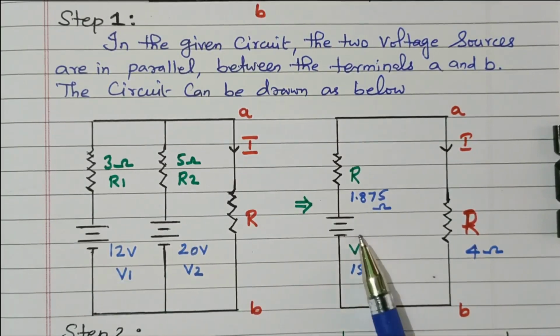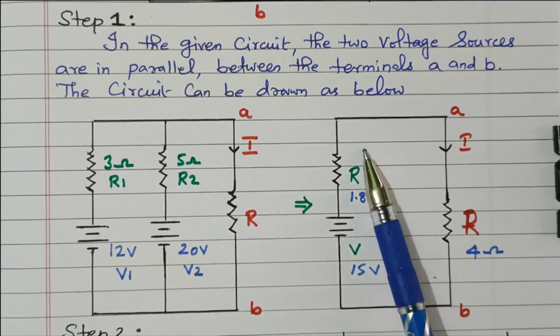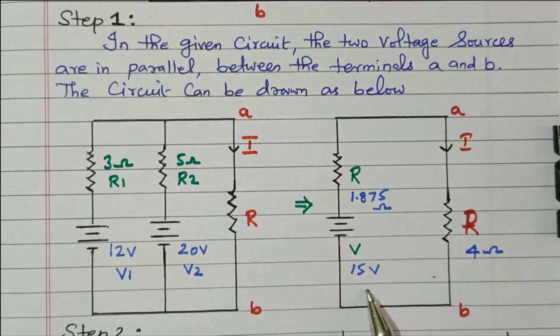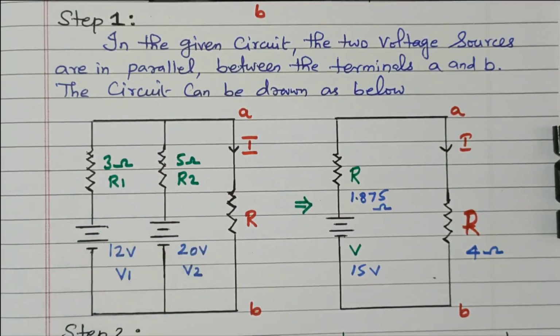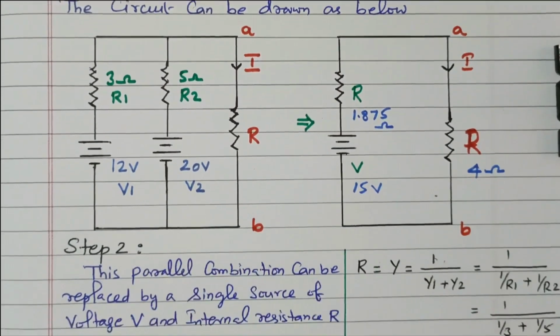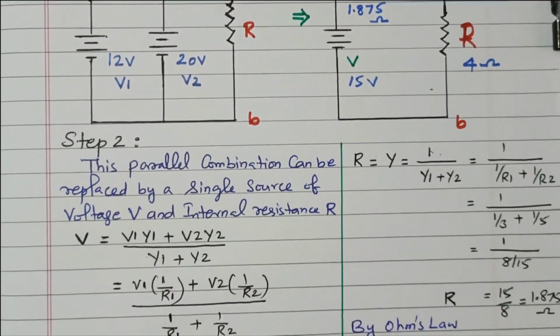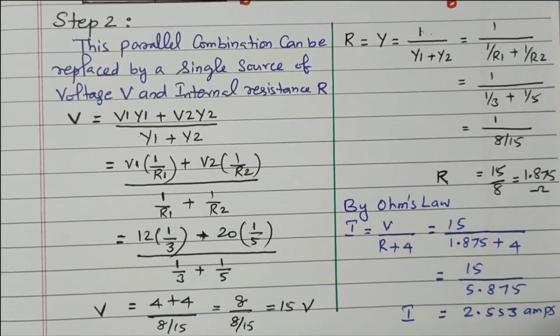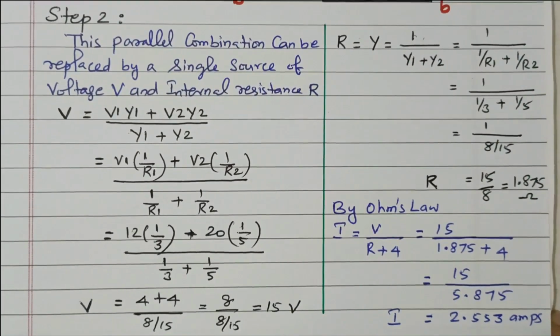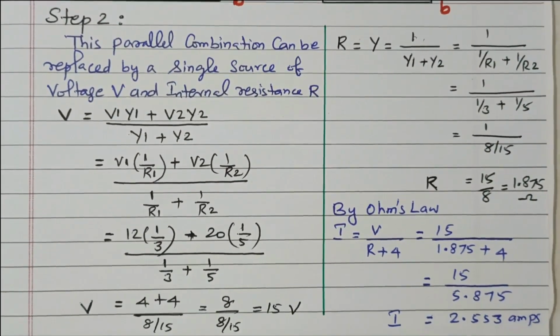Then how will you calculate this voltage and resistance? That is the second step. We need to find this voltage V and resistor R. See, these two voltages are in parallel, and these two resistors are also in parallel. So there is a formula available to calculate the equivalent voltage and equivalent resistance. Now we'll see how to calculate the equivalent voltage and resistance.